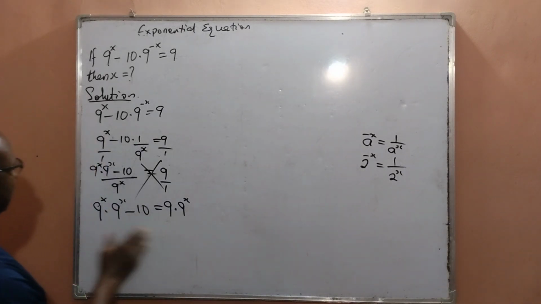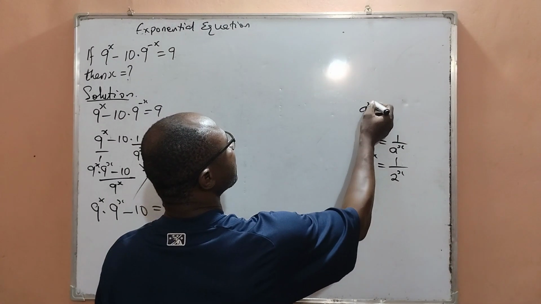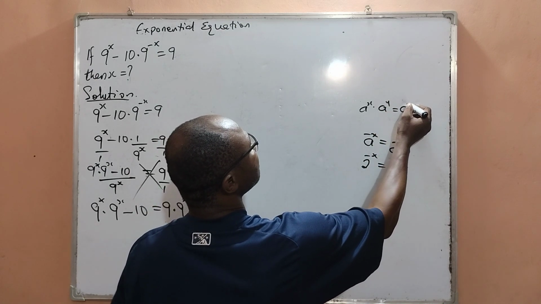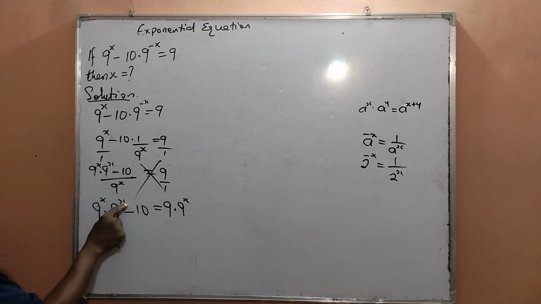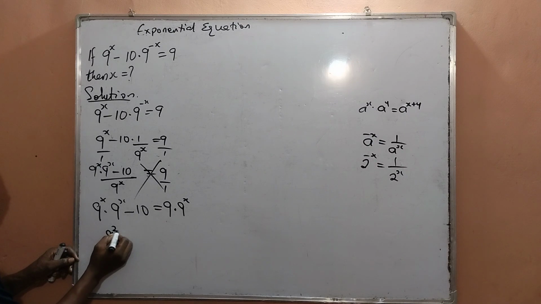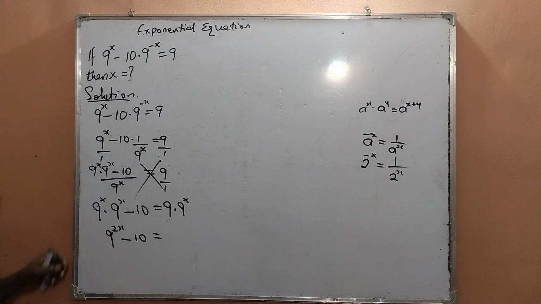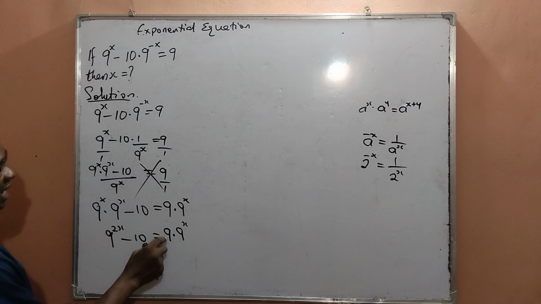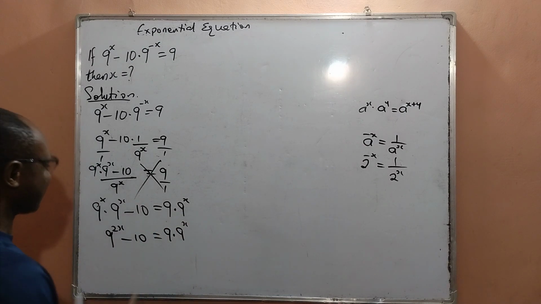Applying from the left hand side, I will apply this law of indices that says a raised to the power x multiplied by a raised to the power y is equal to a raised to the power x plus y. So therefore, I'm going to add these powers to get 9 to the power of 2x, that is x plus x. Then minus 10 is equal to 9 multiplied by 9 to the power of x. I don't want to write it like 9 to the power of x plus 1. Okay? So let's move on.